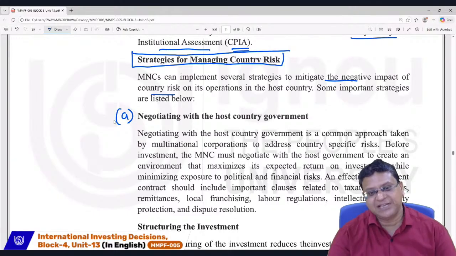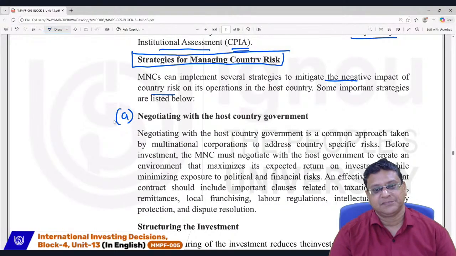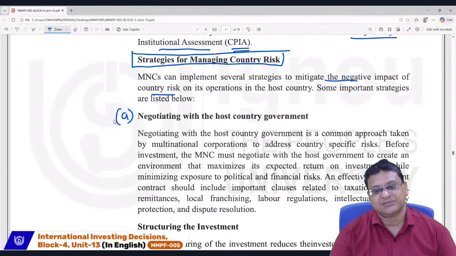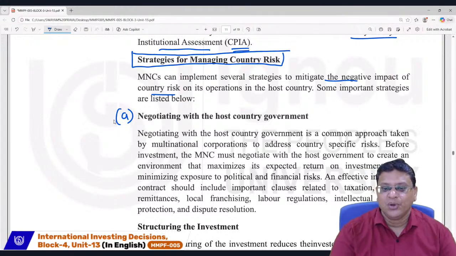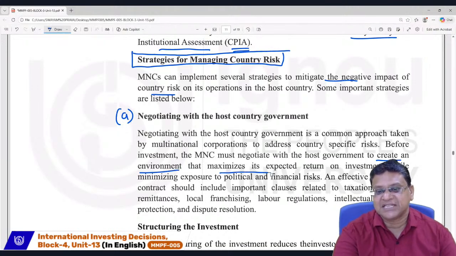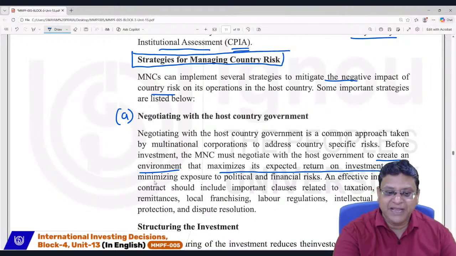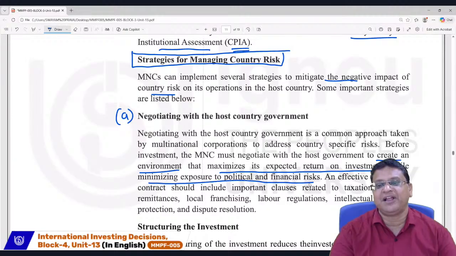Before putting investment in a country, the MNC normally negotiates with the government, and they want to find out what benefits the government can provide to the MNC before putting their money. This is negotiation. Negotiation creates an environment that maximizes the expected return on investment and minimizes exposure to political and financial risk.